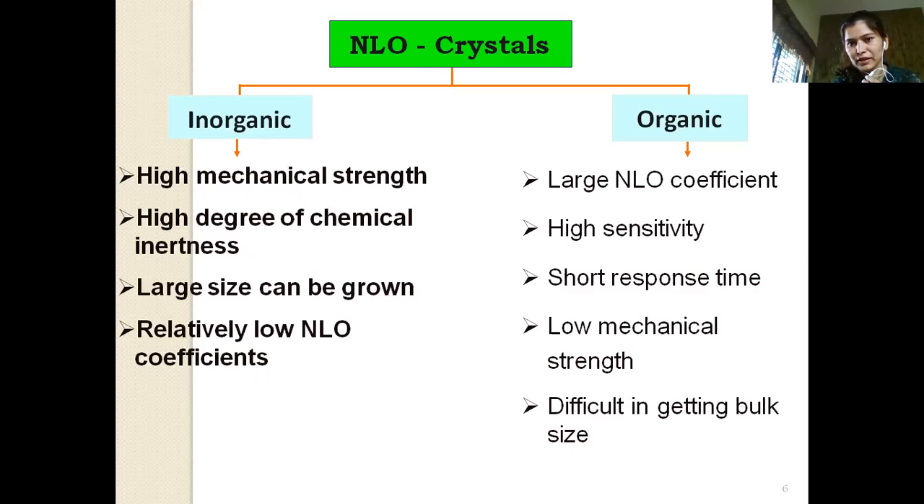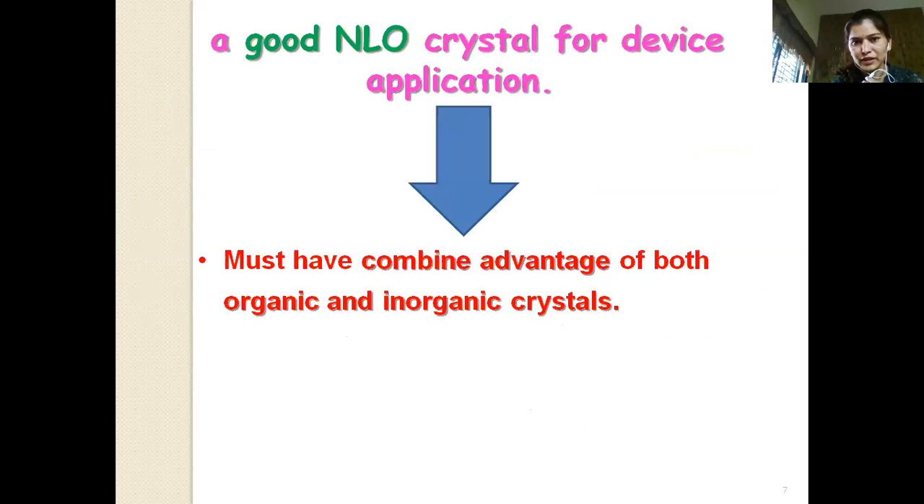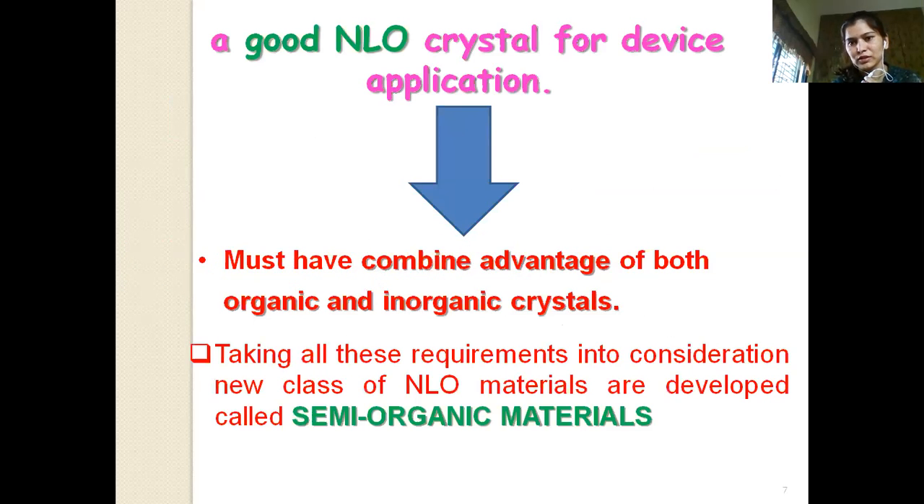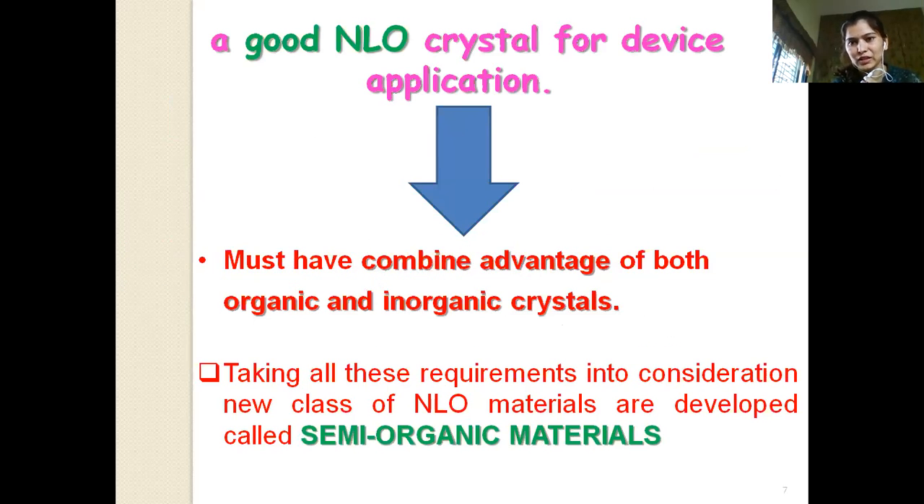Whereas organic materials like L-lysine possess a large NLO coefficient, but they are highly sensitive, have short response time, low mechanical strength, and bulk size crystals cannot be grown very easily. That's why I'm doping organic L-lysine in inorganic ADP, so that a good quality crystal for application can be grown. This class of combination of organic and inorganic can be called a semi-organic material.